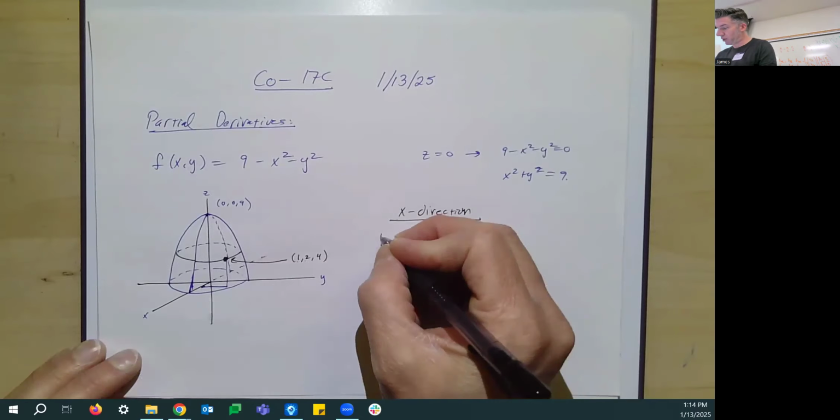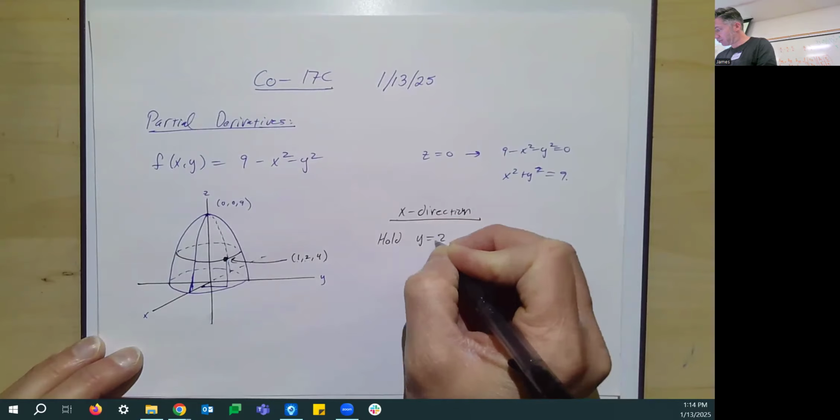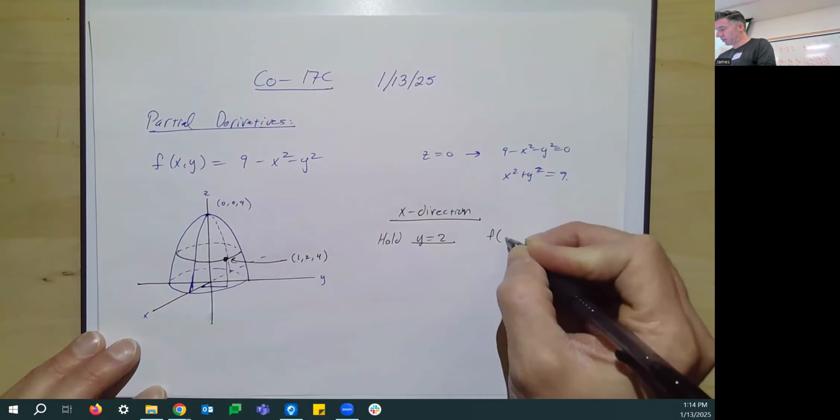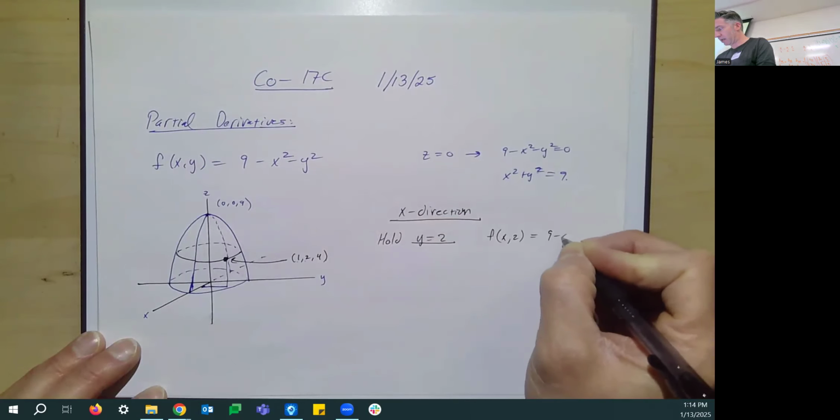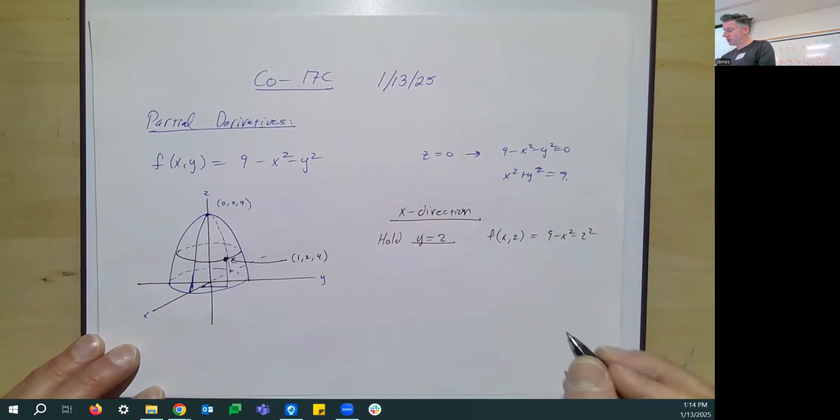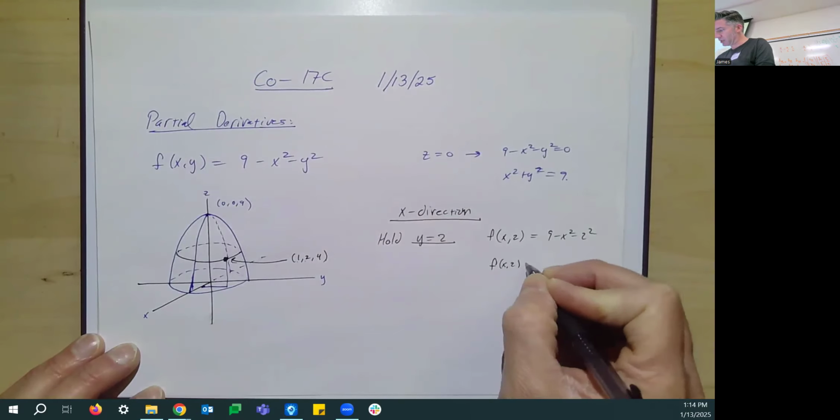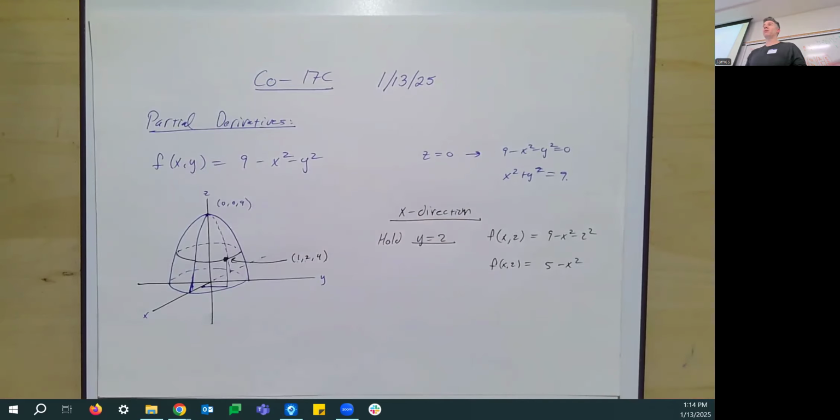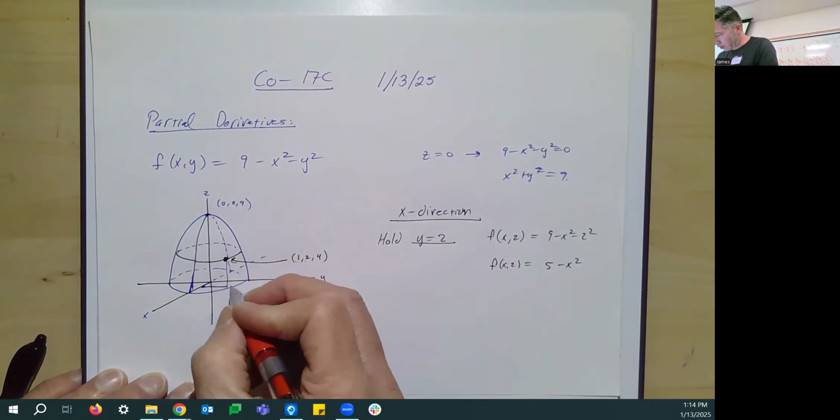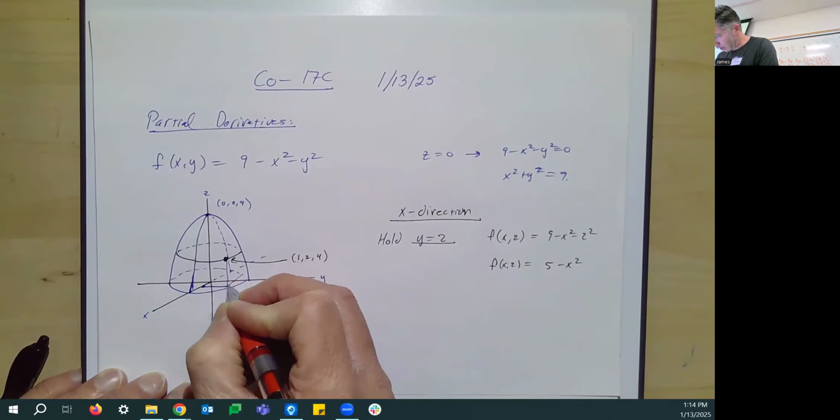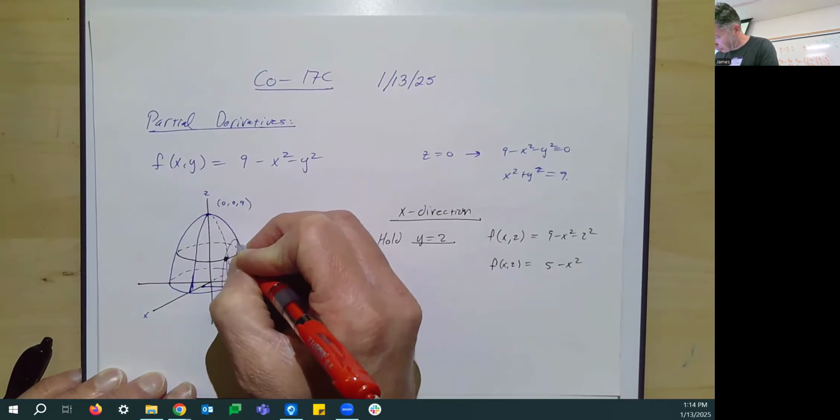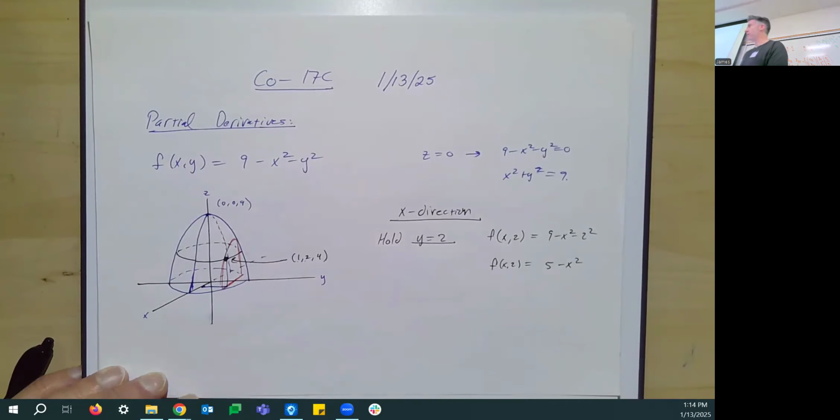So we're just going to hold y equal to 2, which means our function now is going to look like the following. We're going to get f of x, 2 equal to 9 minus x squared minus 2 squared, or in other words, f of x, 2 is equal to 5 minus x squared. Just a downward opening parabola, nothing special. So here's what that looks like. Along the plane y equals 2, you've got this parabola here.